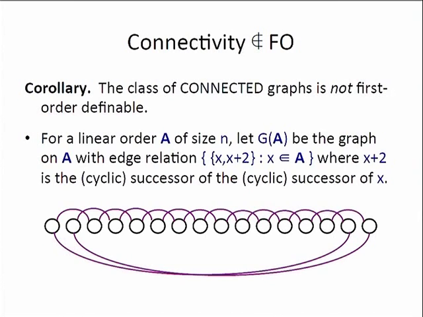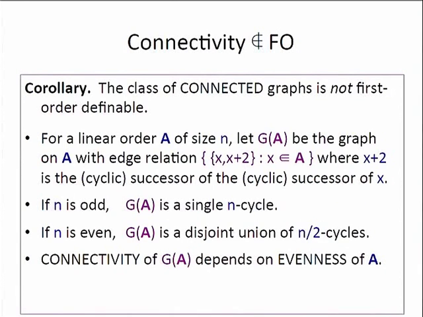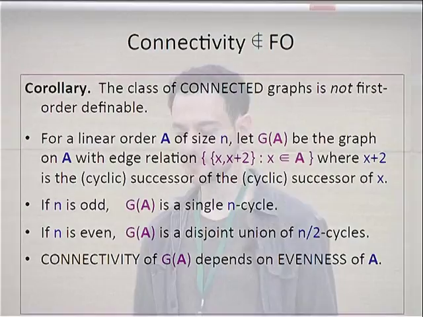Let me just illustrate it here. We've added purple edges from elements at distance 2 apart when wrapping around. The observation is that if n is odd, then the graph G of A will be a single n-cycle, a connected graph. And if n is even, this graph G of A will be a disjoint union of two cycles of size n over 2. So in other words, connectivity of the graph G of A depends on the evenness of A.